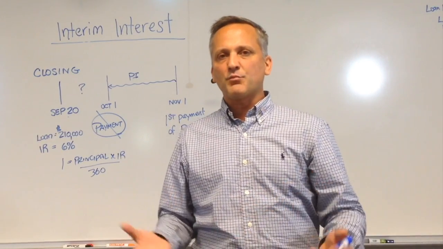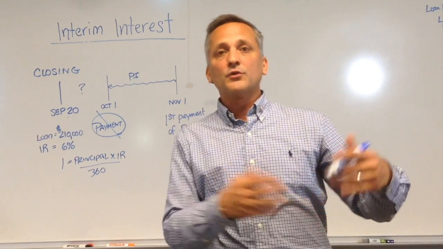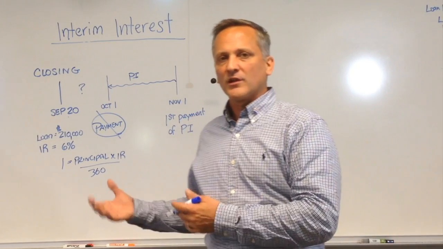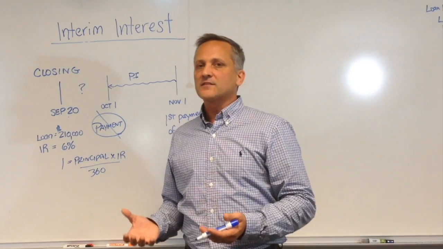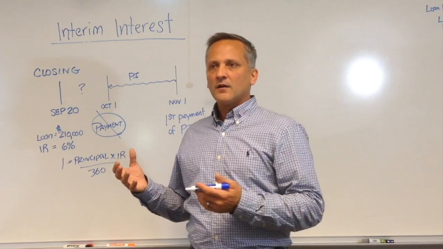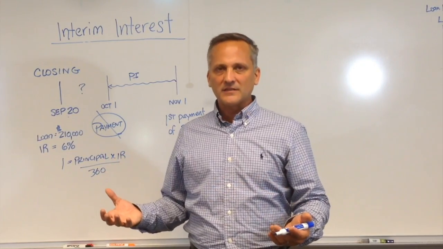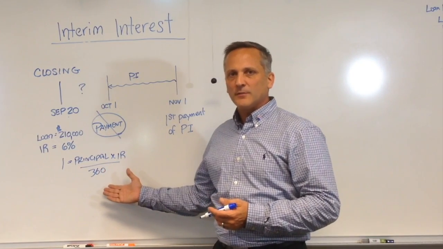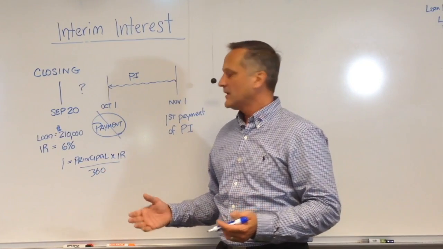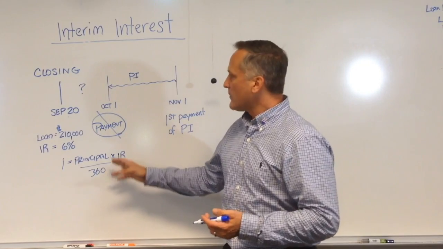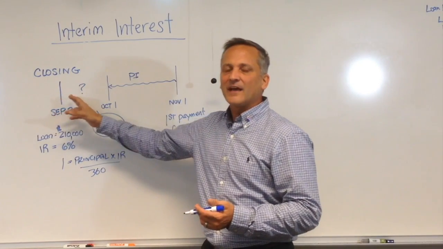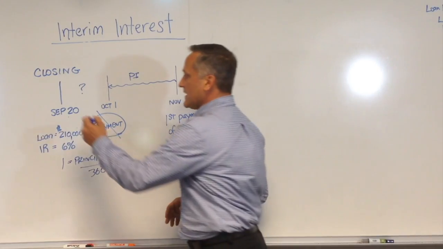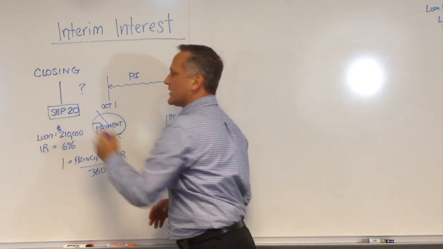Obviously, if you're doing this in practice out in the real world, you'll use actual days, but in real estate math, every month has 30 days, every year has 360. So we're going to use this formula to calculate the per diem interest rate, the per day interest rate, and then we're going to multiply it by the number of days that remain in the month, including September 20th.